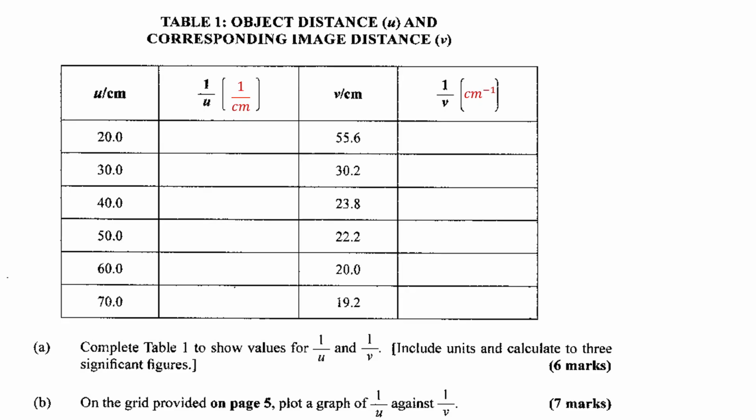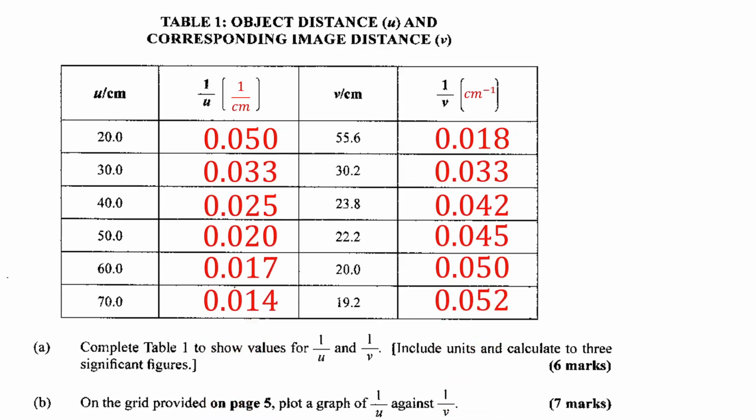So the reciprocal of 20.0 will be 0.05. But notice that specifically the instruction says to give it to 3 significant figures. So that would be 0.050. Similarly, 1 over 55.6 will give you 0.018. And filling in the rest, you would get 0.033 and 0.025 and so on and so forth.